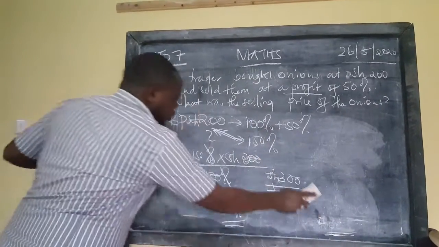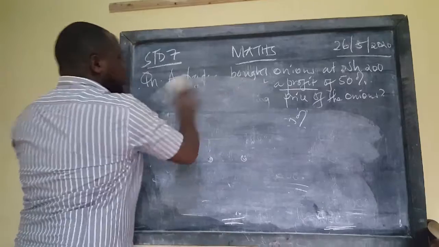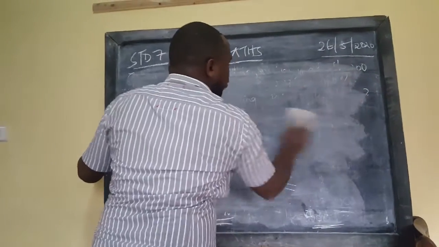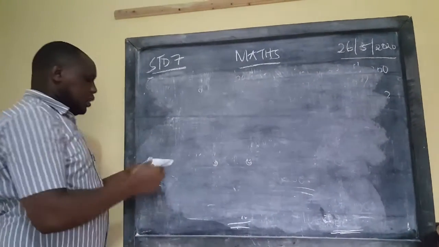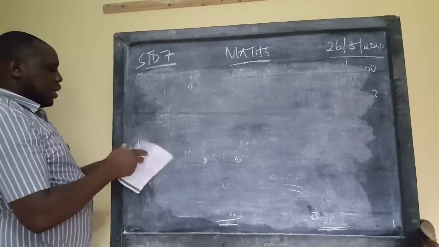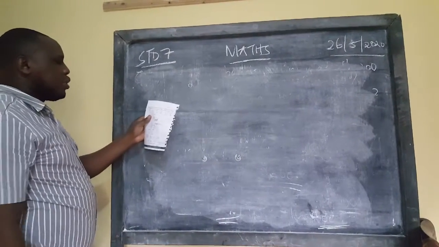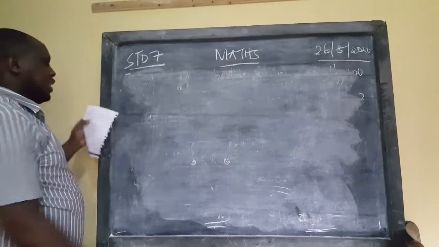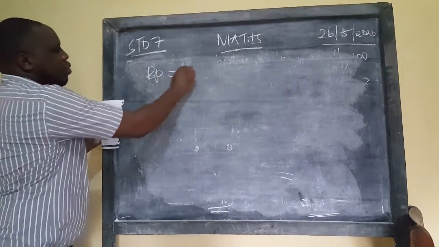Let me do a second question. This one I'm just going to break down. I'm going to read it as you listen, then I'll break it down into workable statements. Wamuyu bought tomatoes at 8 shillings. So the buying price was 8 shillings.